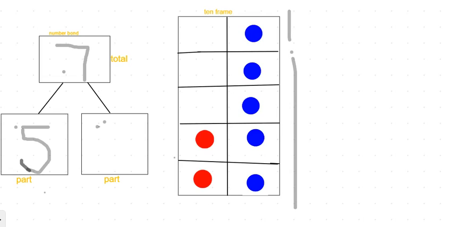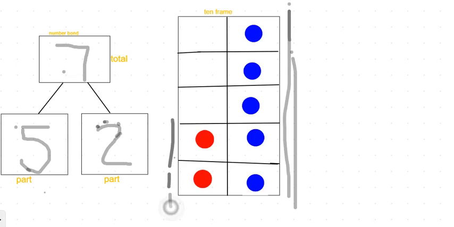And then if this side has 5 blue ones, how many red ones? 2. And I want you guys to notice that I did not count them. I didn't count them because I'm looking at the colors and I'm doing a memory count. I'm visualizing. So it means five, five, and two gives us seven.